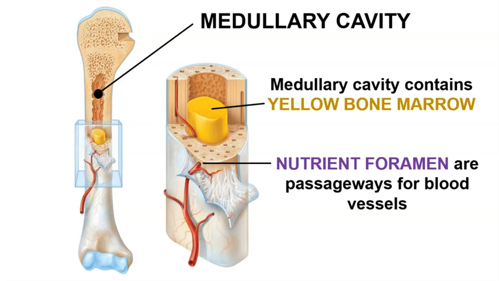As mentioned previously, the diaphysis of long bones contains a cavity that's called the medullary cavity. This cavity is filled with yellow bone marrow, which is primarily composed of adipose tissue. Bones are also very well vascularized, and there are small passageways in the diaphysis of long bones called the nutrient foramen, or if we're referring to multiple of them, the nutrient foramina, that allow arteries and veins to pass into or out of the bone.